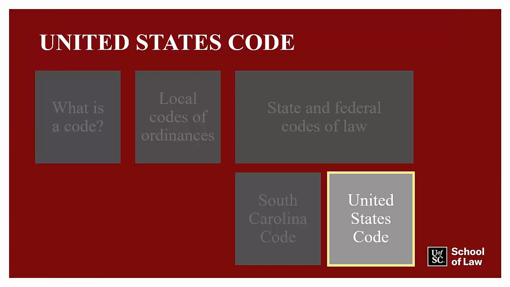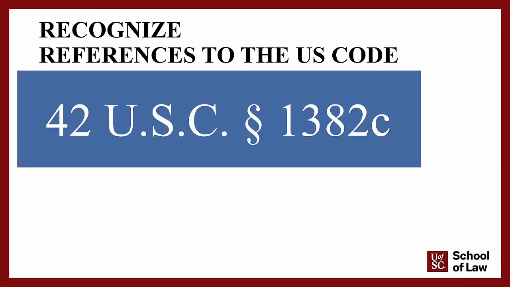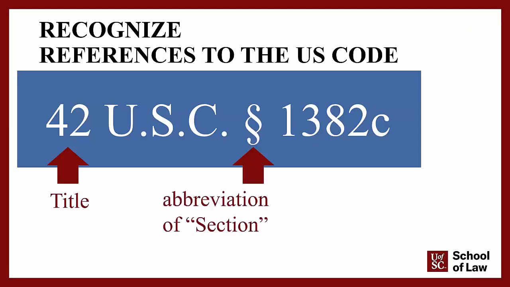Okay, United States Code. Notice that the citation to the United States Code looks just a little bit different than it does to the South Carolina Code. The title comes first. So the number of which title it's in is going to come before the abbreviation of the United States Code. You'll still see that same abbreviation of section and then the section. So notice how in South Carolina we had 3 numbers, title-chapter-section. In the United States Code, it's just the title and the section.